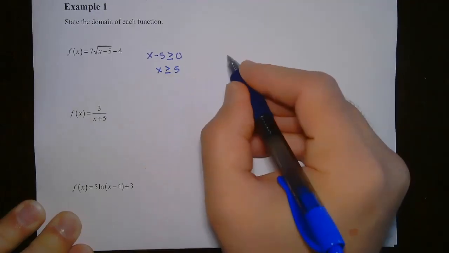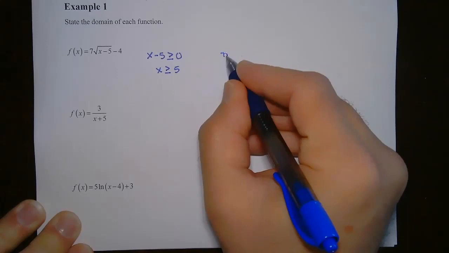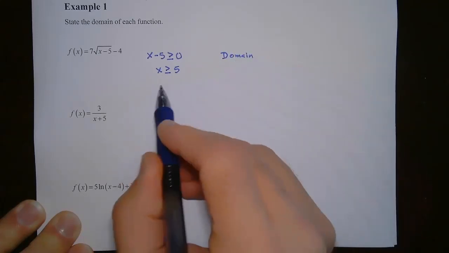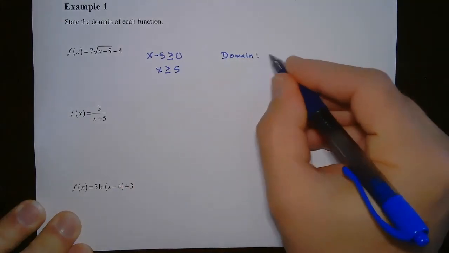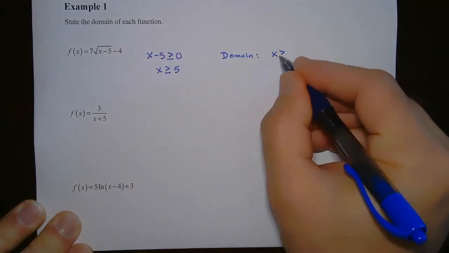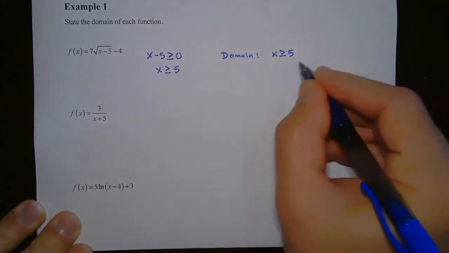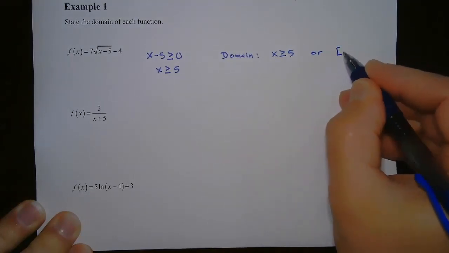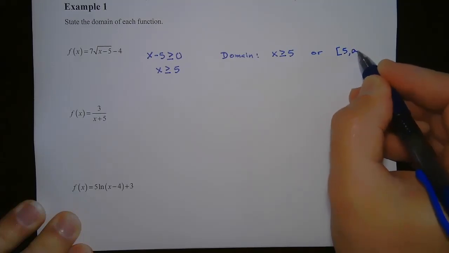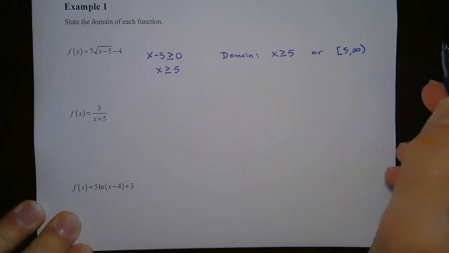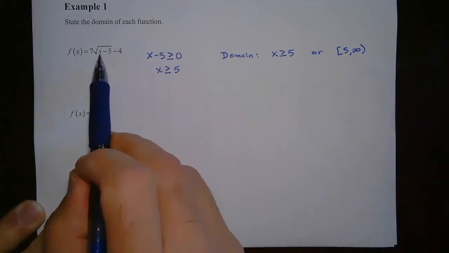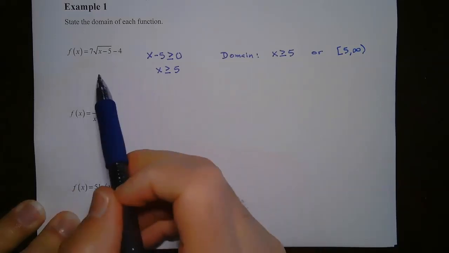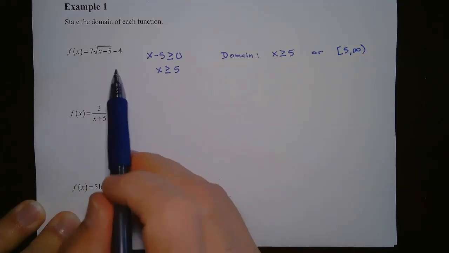Now, there's two ways you could write the domain. The domain could be written with an inequality like this: x is greater than or equal to 5. Or another way to write it is bracket 5 to infinity. Because if we put 5 in here, that'd be 5 minus 5. That would be 0. The square root of 0 would be 0. So you can take the square root of 0.